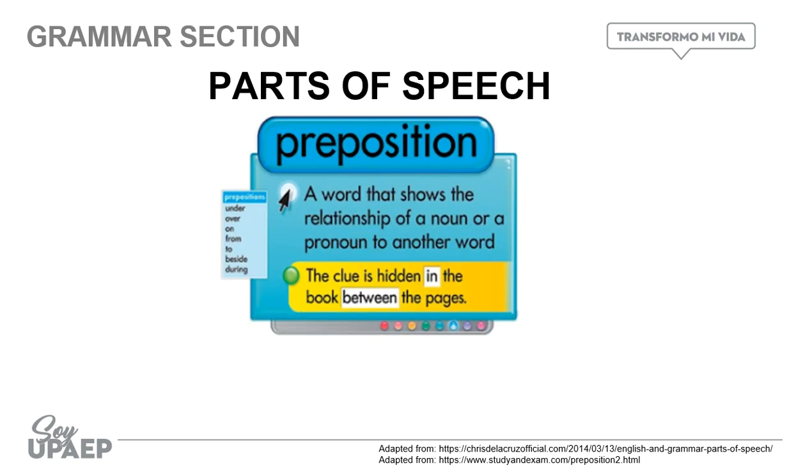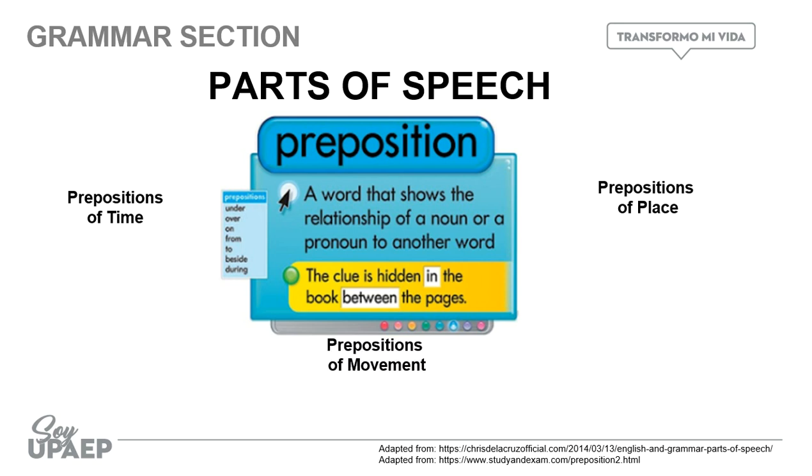A preposition is a word that shows the relationship of a noun or a pronoun to another word. And there are different kinds of prepositions. Prepositions of time, prepositions of place, and prepositions of movement. Prepositions of time, for example, at, on, in. Of place: at, on, in again, because they can also be used for place, under, behind, below, for example. And prepositions of movement: through, across, into, for example.